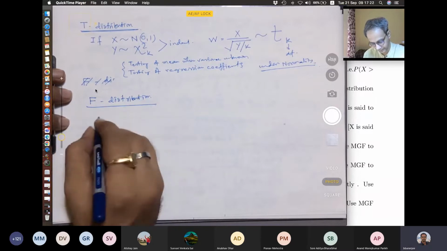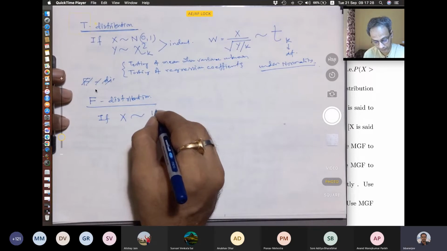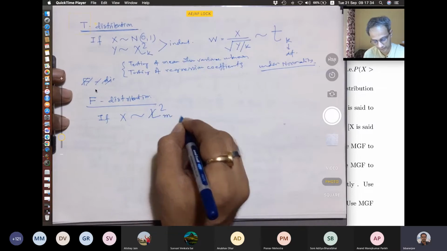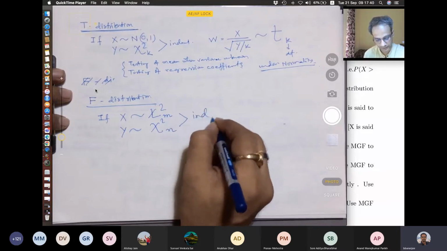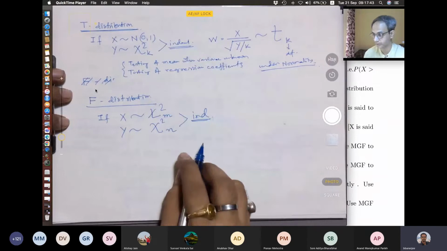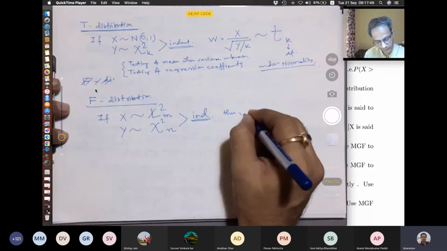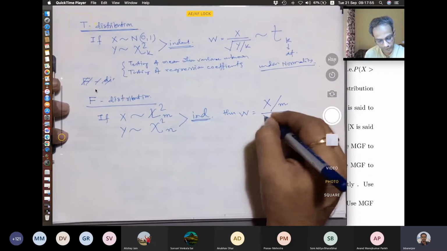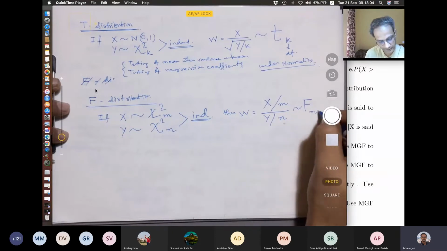The F distribution is something similar. If X follows chi-square with m degrees of freedom and Y follows chi-square with n degrees of freedom, and they are independent, then W equals X divided by its own degree of freedom over Y divided by its own degree of freedom is said to follow F with two degrees of freedom, m and n. Independence is important. Without independence, it will not hold.